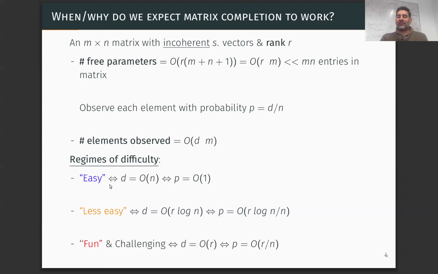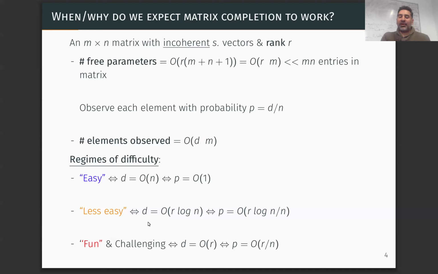So you can kind of see why d equal to order n, which means that the probability of observing an entry is order 1, is relatively easy, because roughly speaking, the number of elements that are observed is much bigger than the number of free parameters. So, without worrying too much about what that algorithm might be, you might imagine that solving that nonlinear system of equations should be, in principle, not too difficult. Okay? And that turns out to be the case, and we'll illustrate what happens with some simple algorithms.